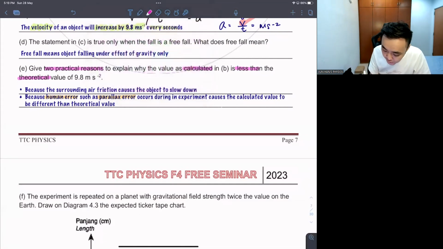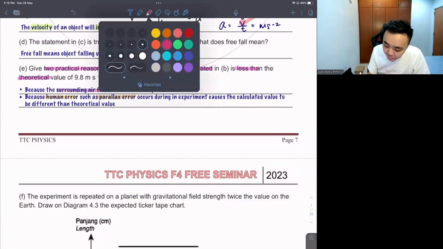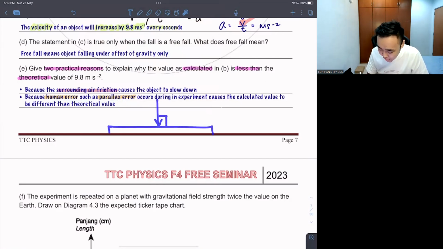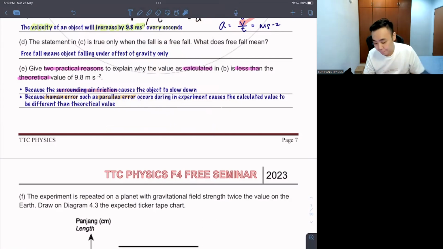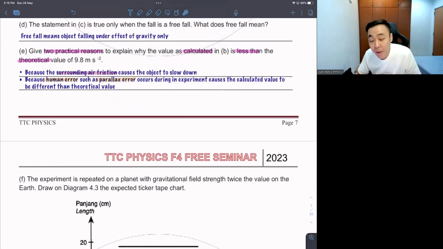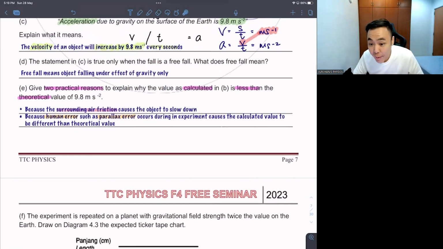So you have two reasons. Number one reason is that surrounding air friction causes you to slow down, so the answer is not accurate. Second reason is human error such as parallax. Parallax, you know what it is, right? Like this is your ruler, you're supposed to look at it this way, at 90 degrees. If you look at a different, wrong angle, that is parallax. So two practical reasons: air friction and human error, parallax. Okay, we good? Any questions so far? Following?